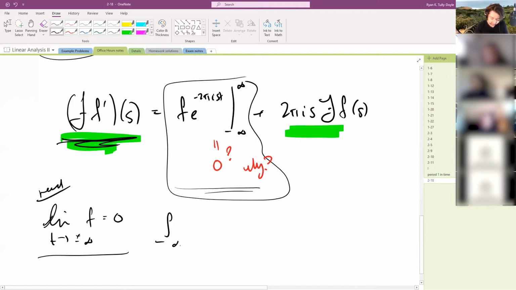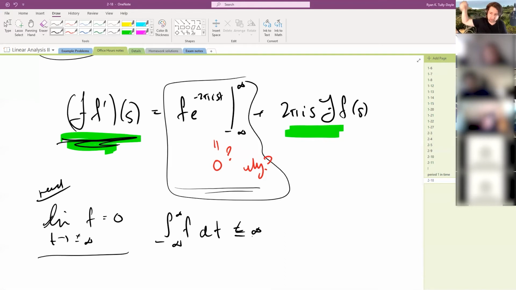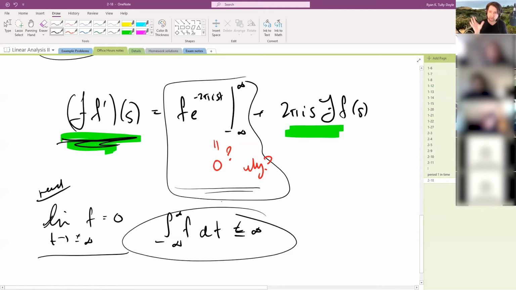We also need the case that the integral from minus infinity to infinity of f dt is less than or equal to infinity. That better be bounded. So I can't have anything happen where the function expands out in huge pieces or oscillates wildly as you get out towards infinity. So there are things we need to say about f to make this integral be finite.